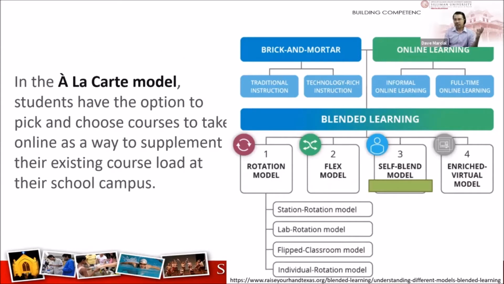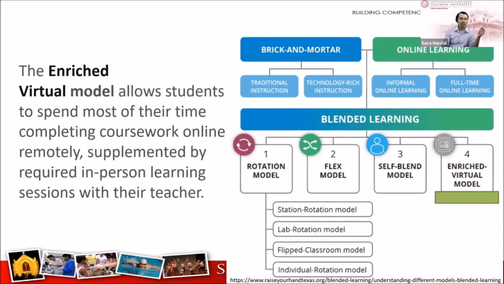While the self-blended model, sometimes called the a la carte model, gives the student an option to pick and choose courses. This is commonly found in the high school level. That's what the study shows, that it is more effective in high school. And the enriched virtual model differs from a full-time virtual school because in this model, face-to-face is required.